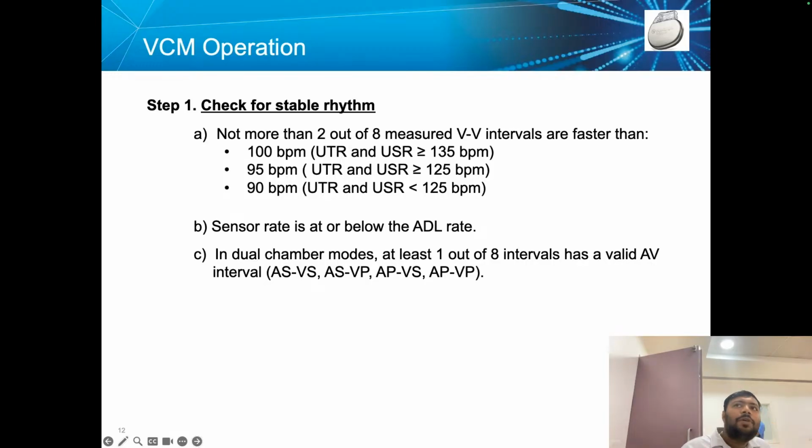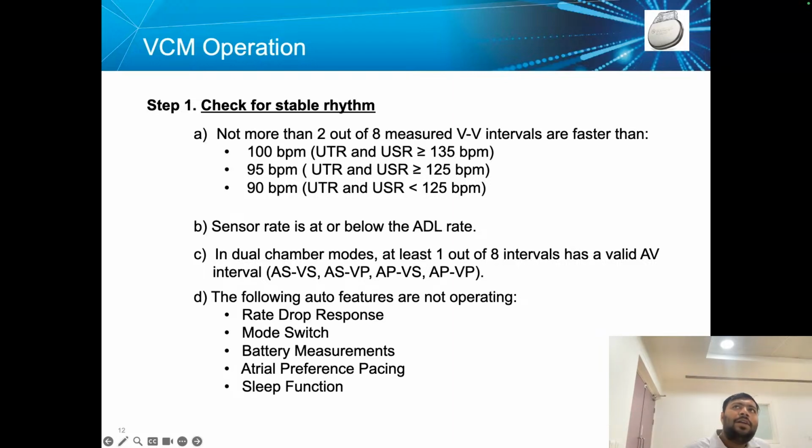And the third thing is the patient is in dual chamber mode. At least one out of the 8 intervals should have a valid ASVS or ASVP in the following pattern, to avoid oversensing or undersensing. At least 1 out of 8 has a very clear interval.